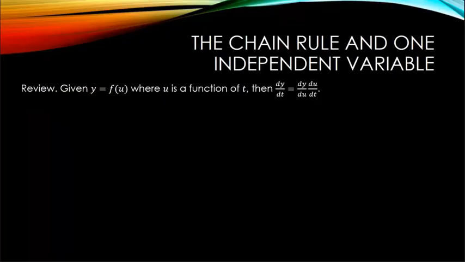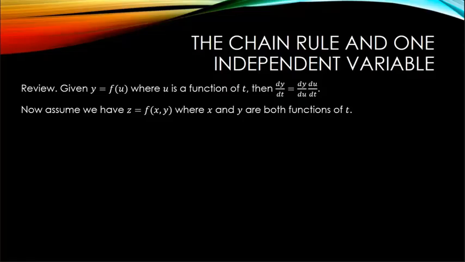So I want to review the chain rule real quickly. If I'm given y is equal to a function of u, where u is a function of t, then the derivative of my equation is given by dy/dt = dy/du times du/dt.